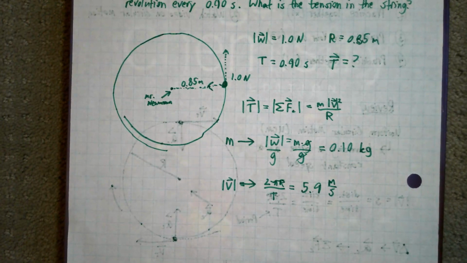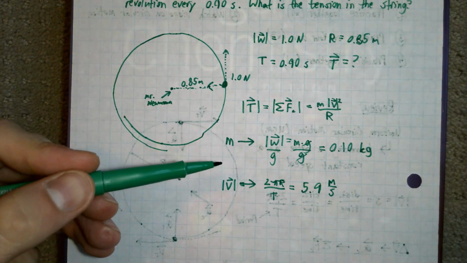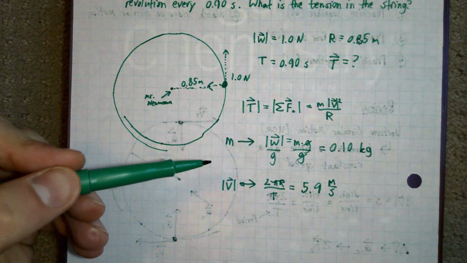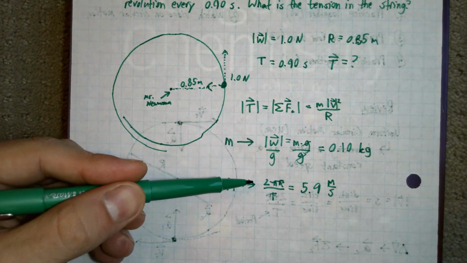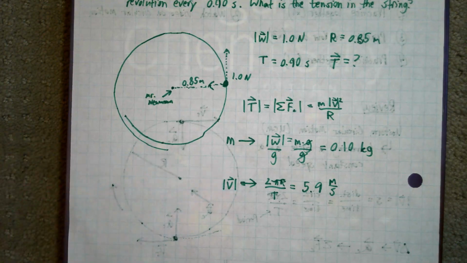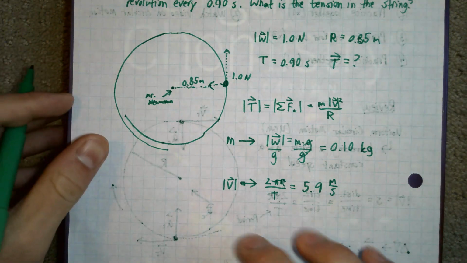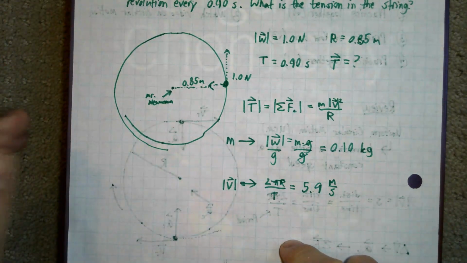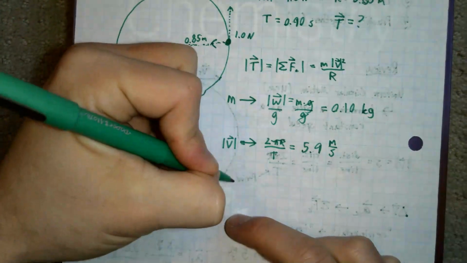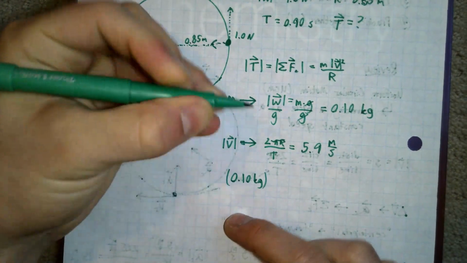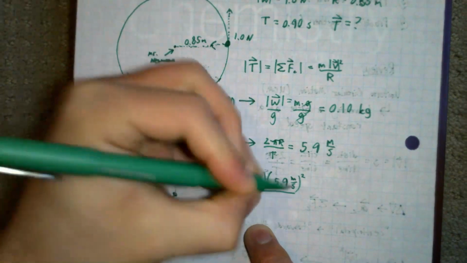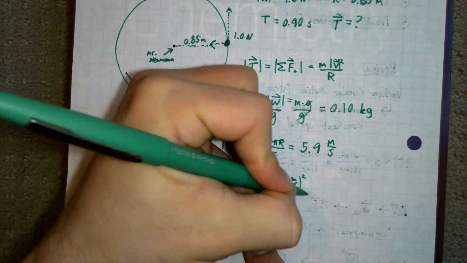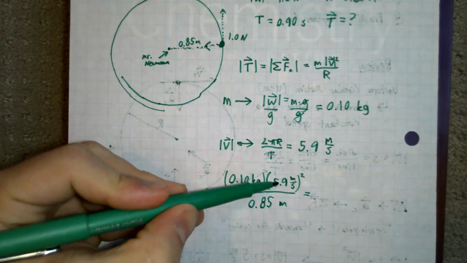I'm going to check that math one more time to make sure I did that properly. So we have 2 times pi, or 3.1415926, times our radius of 0.85, and then divided by 0.9, and we get, okay, confirmed my number. Good. So now we have the velocity, the mass, and the radius. We can find the centripetal force. We just need to take our mass, 0.10 kilograms, times the square of our velocity, 5.9 meters per second, and divide by our radius, 0.85 meters. This is our centripetal force, mv squared over r.